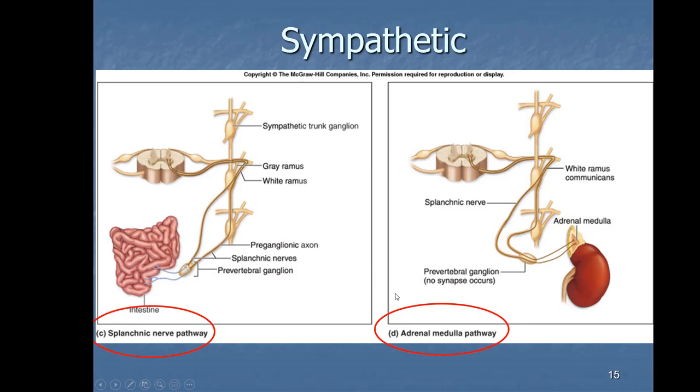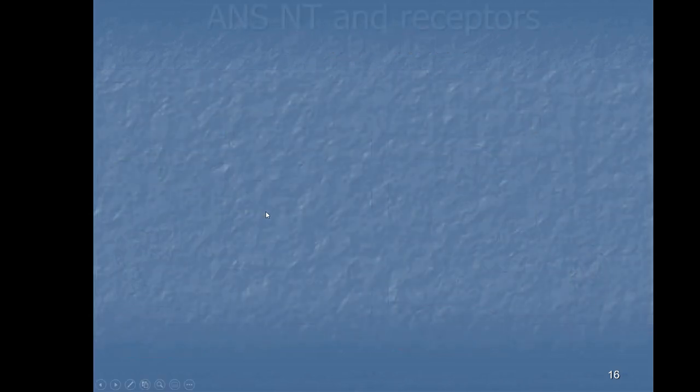And then lastly, we have what's called the adrenal medulla pathway, and this is specific to a gland called the adrenal gland. The middle part of the adrenal gland is called the adrenal medulla, and the preganglionic neuron runs all the way to it without ever synapsing to a postganglionic neuron. So in this pathway, there is no postganglionic neuron. So those are four big options that you have with these sympathetic nerves.